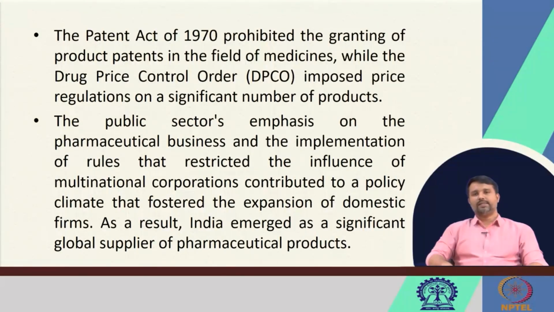The Patent Act of 1970 prohibited granting of product patents in the field of medicines, while the Drug Price Control Order imposed price regulation on significant number of pharmaceutical products. The public sector's emphasis on pharmaceutical business and implementation of the rules that restricted the influence of multinational corporations contributed to a policy climate that fostered the expansion of domestic firms. As a result, India emerged as a significant global supplier of pharmaceutical products.